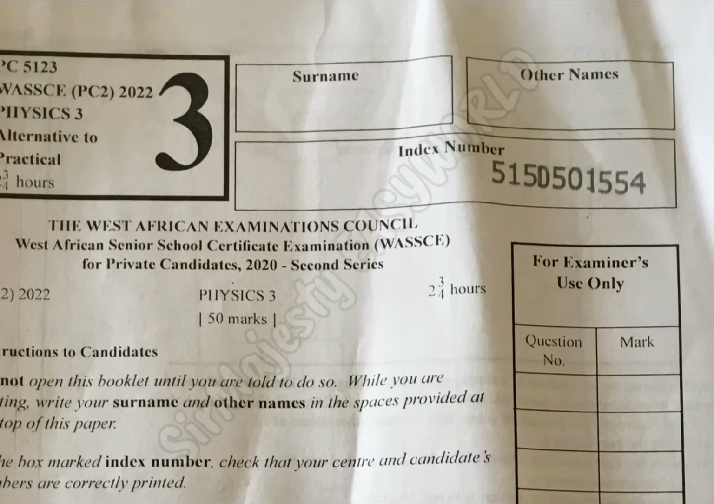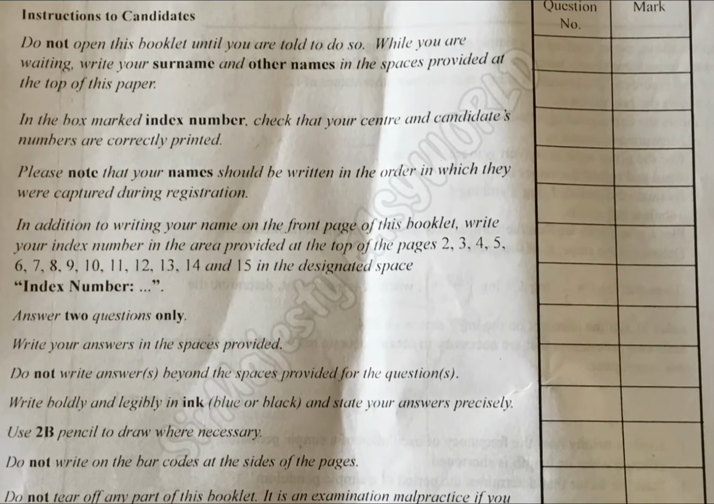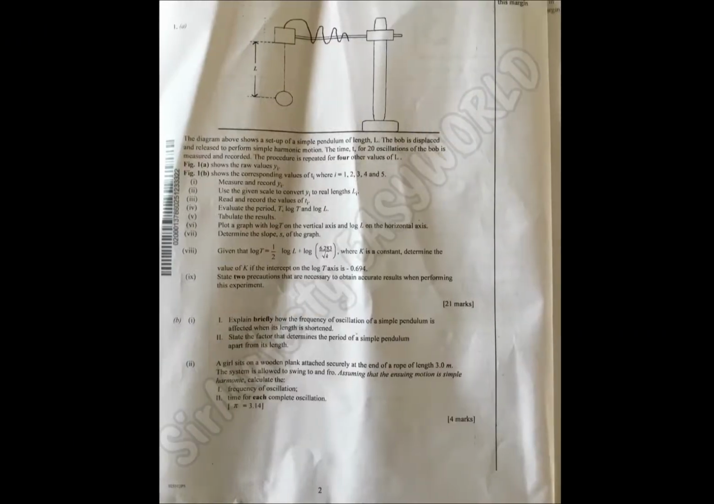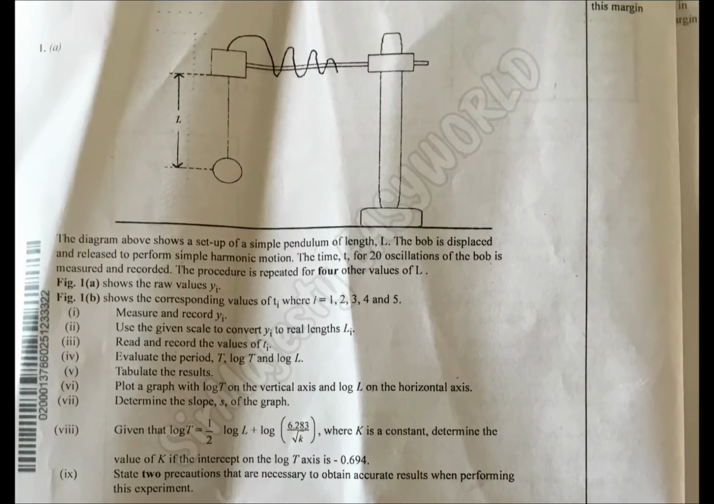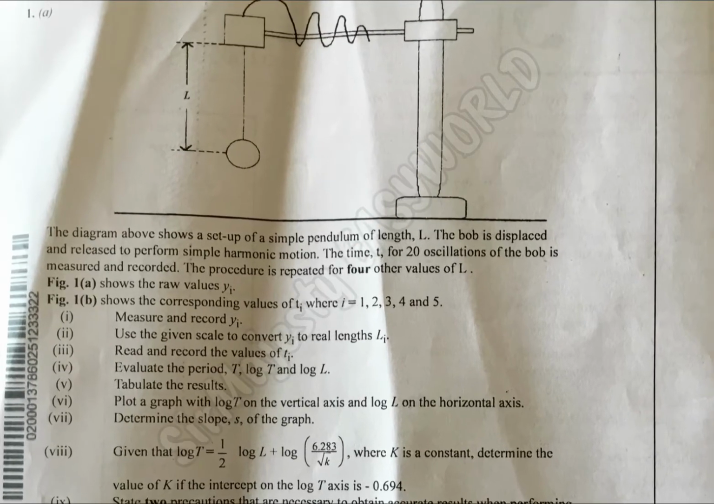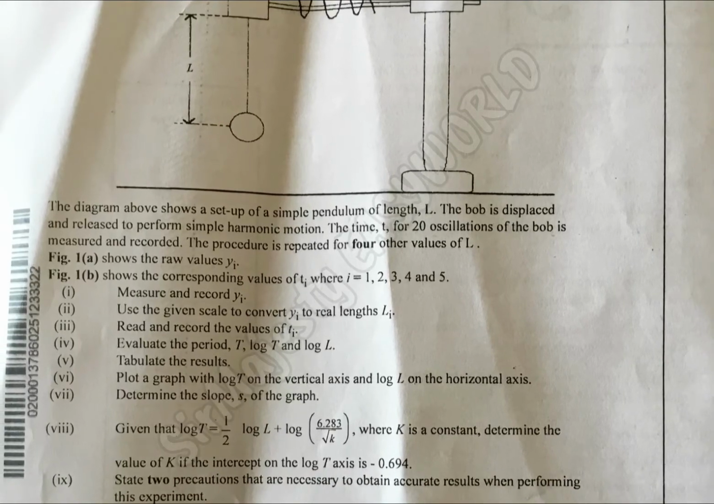The alternative to practical physics, you just need to deal with measurements to measure accurately. Considering this here, the first question is on simple pendulum. They gave you the instructions. They tell you to show the raw values y1 and also show the corresponding values y1 to 2. So you are going to make a table according to the instructions.